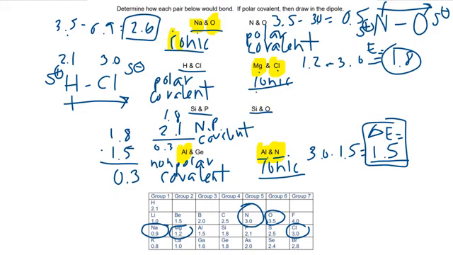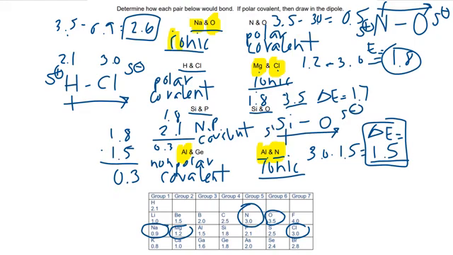And then let's look at silicon and oxygen. Silicon is 1.8 and oxygen is 3.5. So let's see, it's going to be a difference of 1.7. My O is my greater number, so it's going to be arrow to the right, slightly negative, slightly positive.